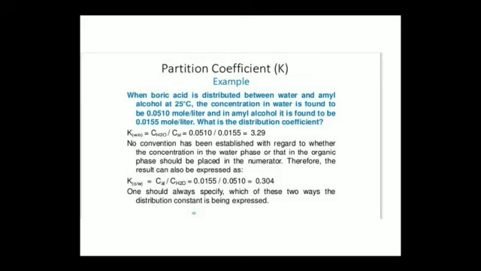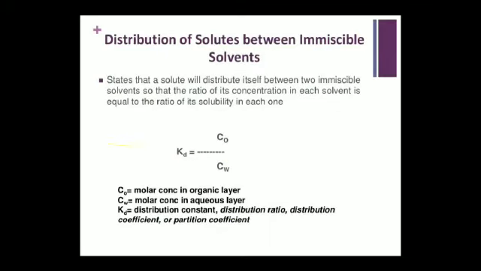For calculation of the distribution coefficient between oil to water, the distribution coefficient is C amyl alcohol by C water, equal to 0.0155 by 0.0510, equal to 0.30. So the distribution law simply explains Kd is equal to C organic by C water. It means the concentration of solute present in the organic phase to the concentration of solute present in water. Kd means distribution coefficient or partition coefficient or distribution ratio.